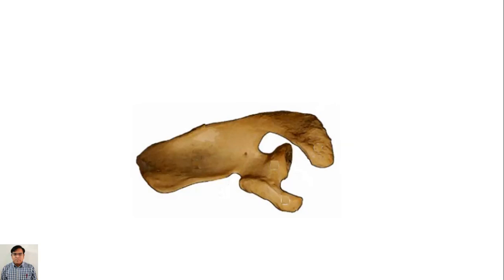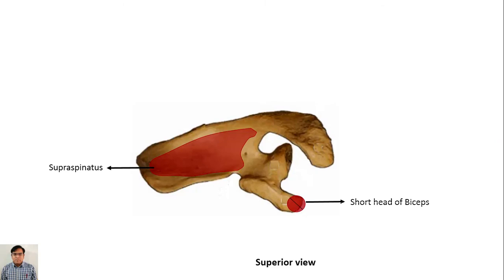This is the superior view showing the supraspinous fossa. So the medial 2/3 of the supraspinous fossa gives origin to supraspinatus muscle. So this is supraspinatus muscle. This is the origin of coracobrachialis and short head of biceps brachii on the tip of the coracoid process. This is the supraglenoid tubercle, which gives origin to the long head of biceps brachii.